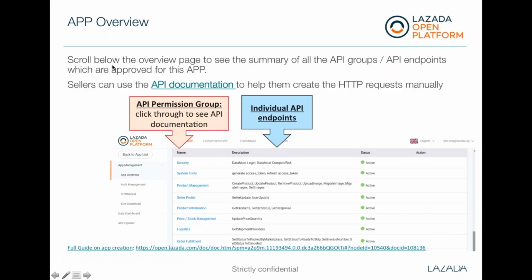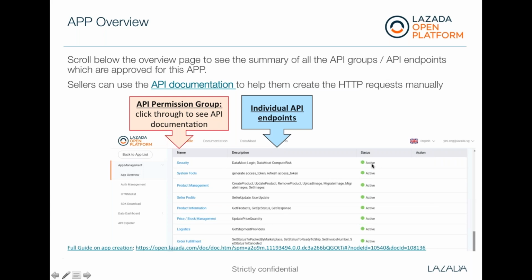On the API overview page, besides the basic information of your application, when you scroll down the page, you can see a list of the API permission groups. On Lazada Open Platform, all the APIs have been divided into several groups by function, and the description lists all the APIs that belong to this group, and also the status.